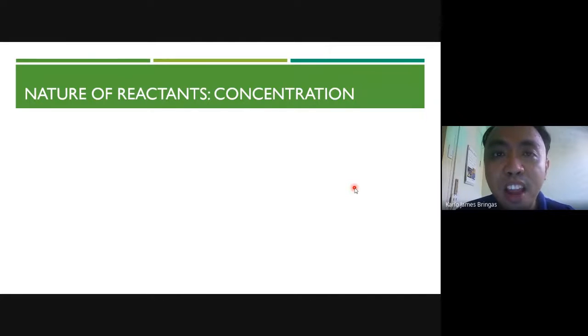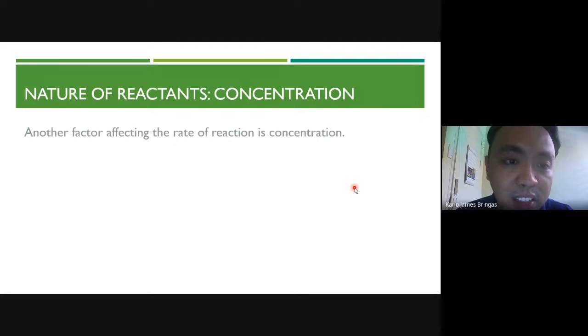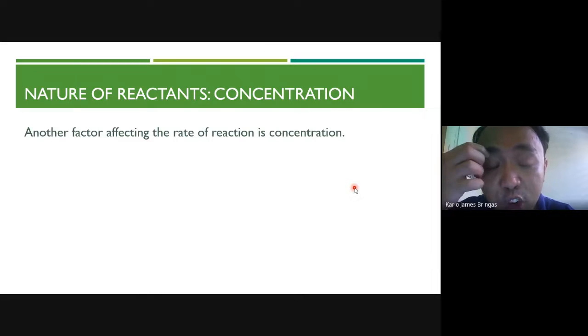Now, aside from the nature ng ating reactants, guys, another way that our speed of reaction is going to be affected is via the concentration. So we have an experiment for this one, guys. It's just a picture lang naman, or rather it's a video experiment, but we'll just leave it for the next meeting since we don't have much time remaining.